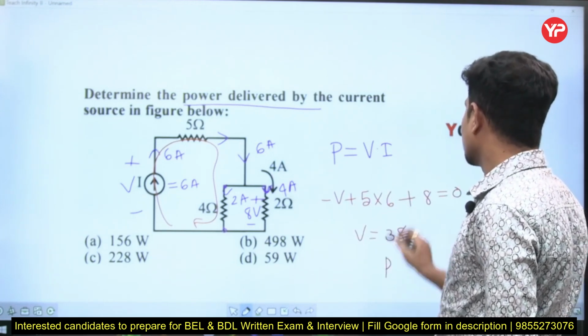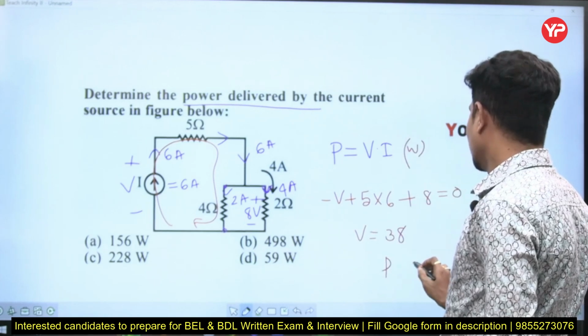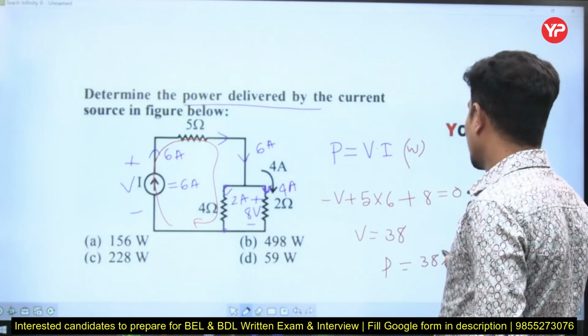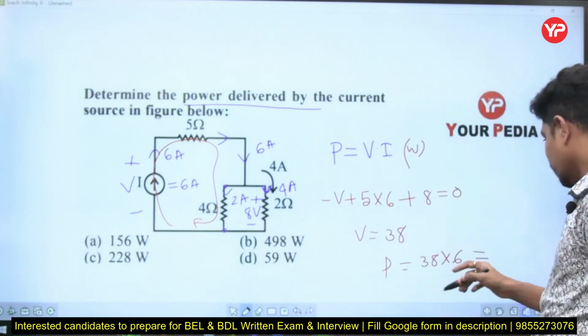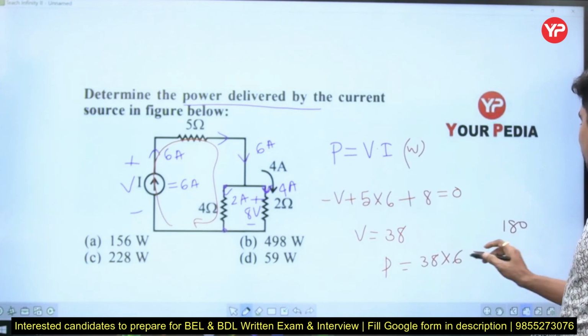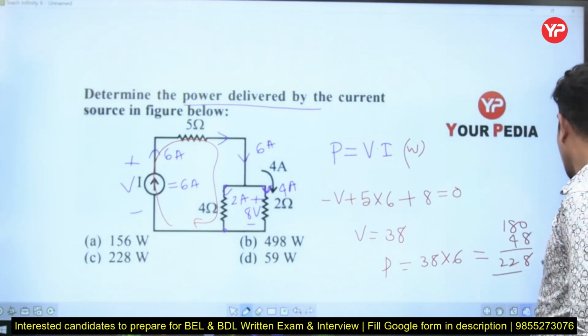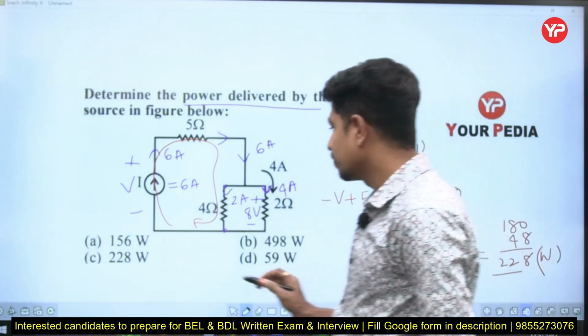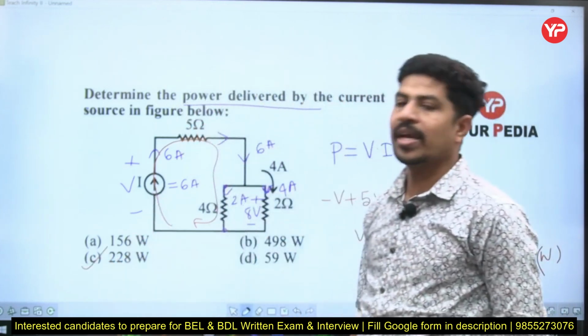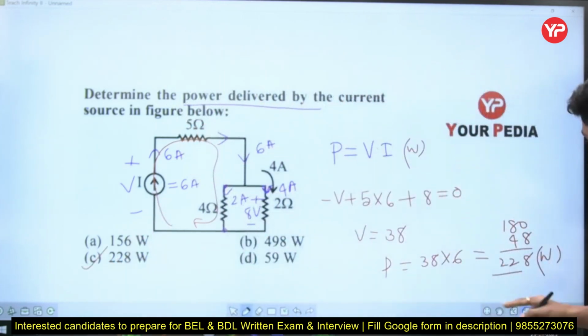So power is equal to, in watts, 38 into current, which is 6. How much is it? 180 plus 48, that is 228 watts exactly. 228 watts exactly, right?